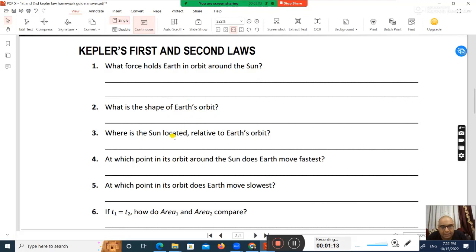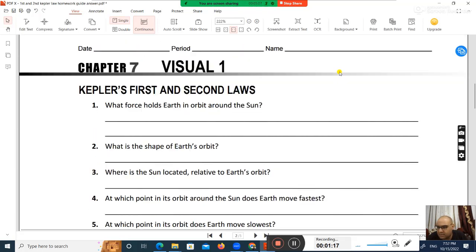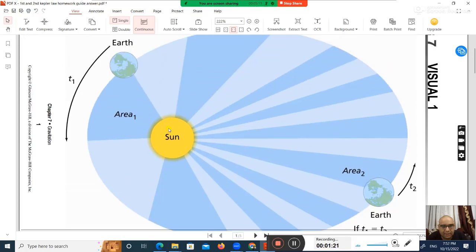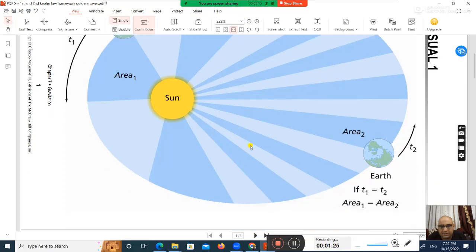Where is the sun located relative to the Earth? The sun is located at one of the centers of the ellipse shape. An ellipse shape has two centers. The sun is located at one of these centers.